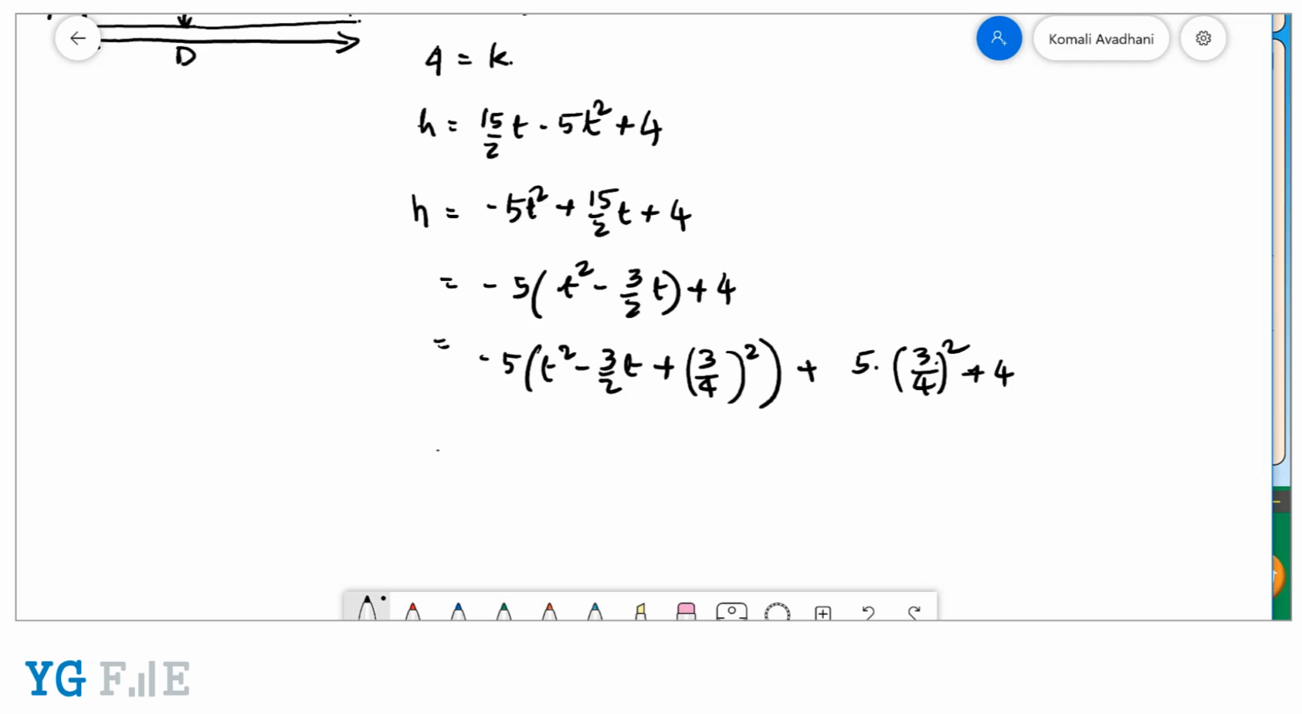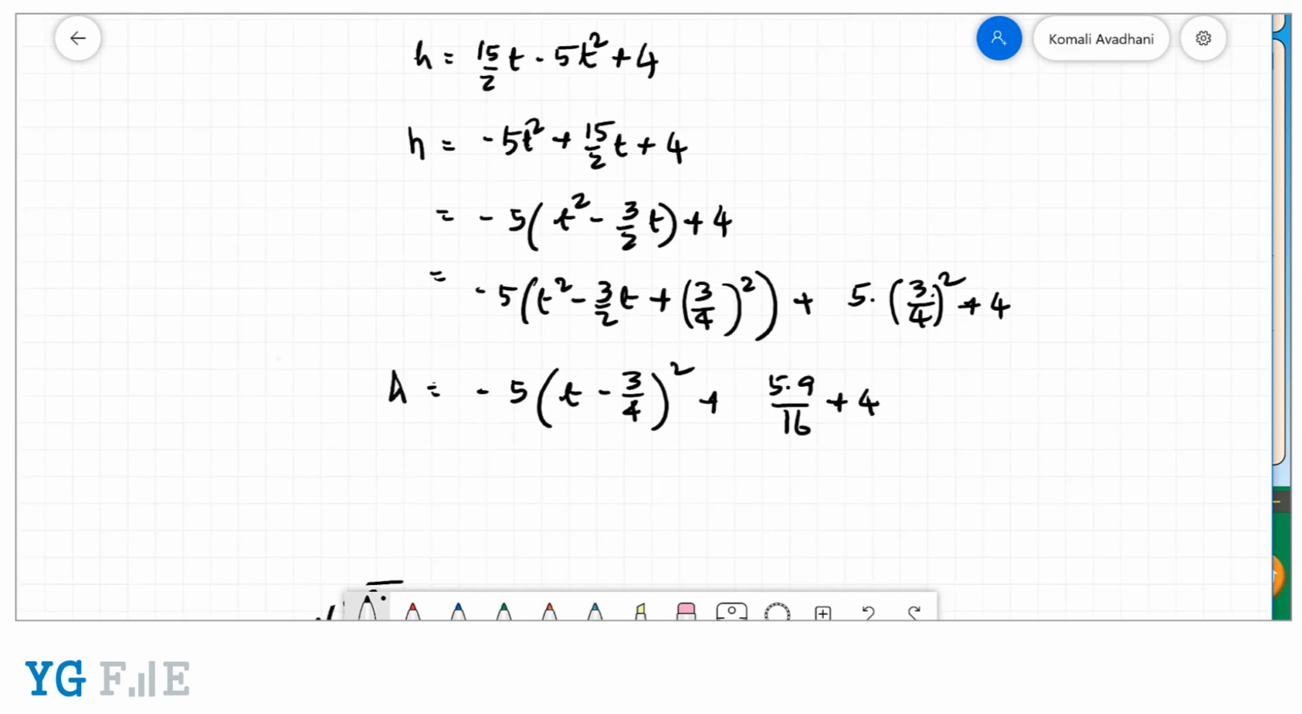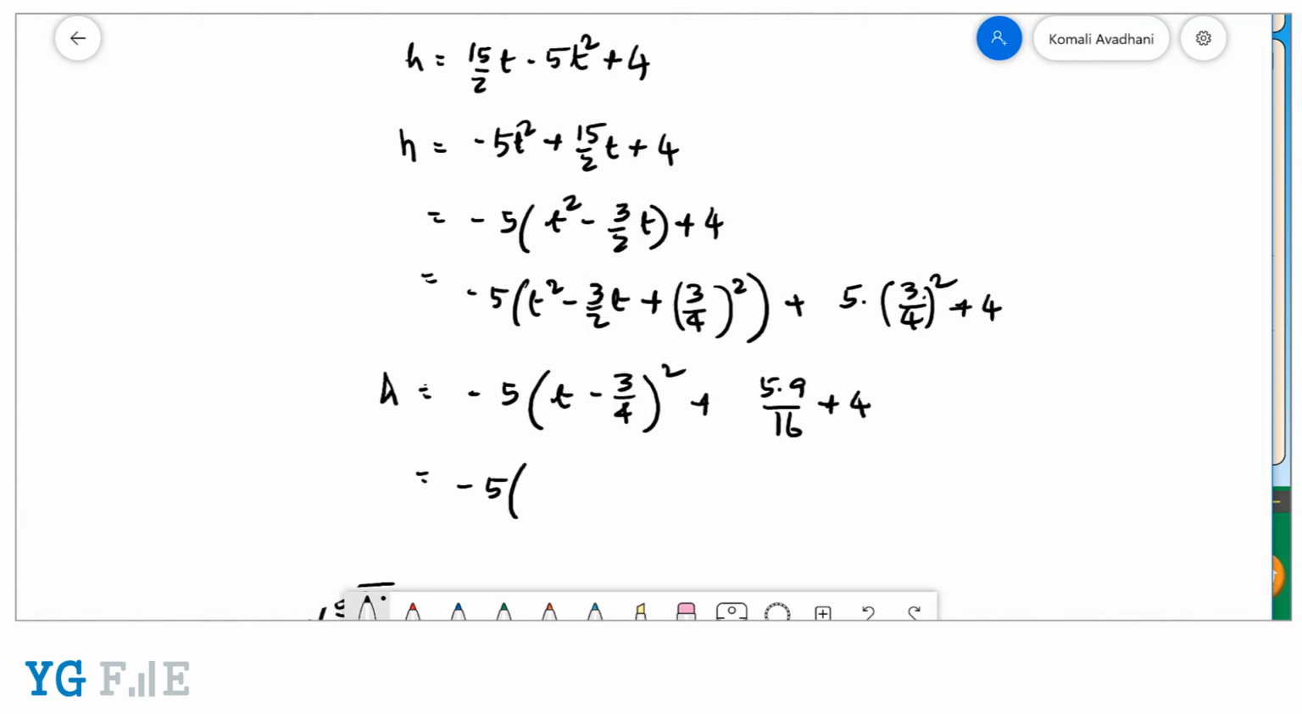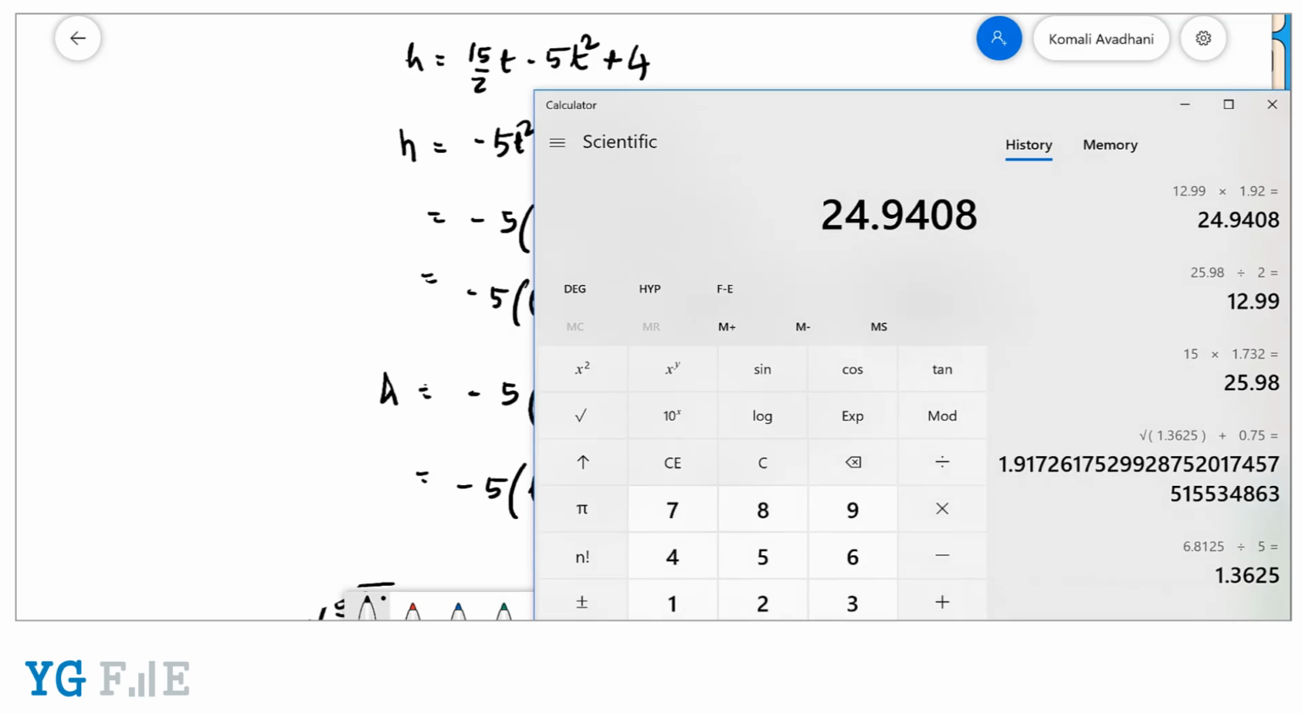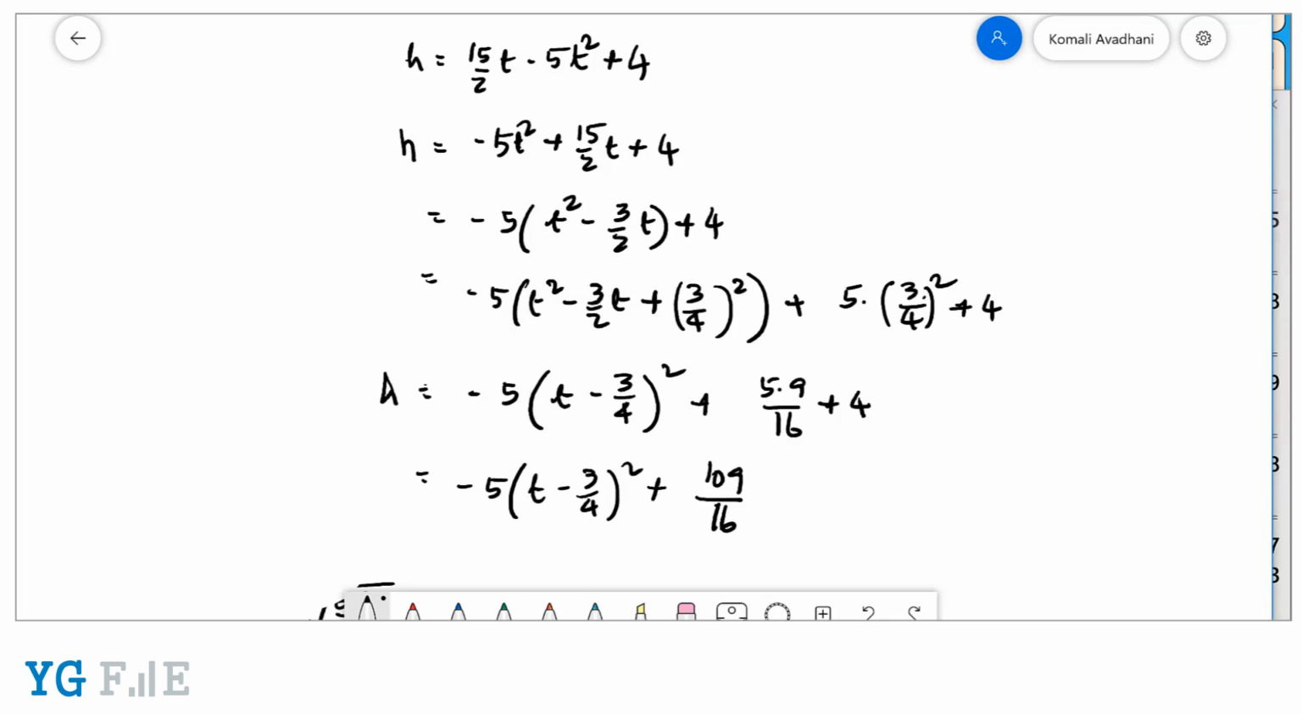So now let us try to simplify this equation as h equals minus 5 into (t minus 3/4)², and this will be 5 times 9/16 plus 4. So the final equation is minus 5 into (t minus 3/4)² plus 16 fours is 64 and 45 is 109/16. So let us divide 109 divided by 16. So this is 6.81.